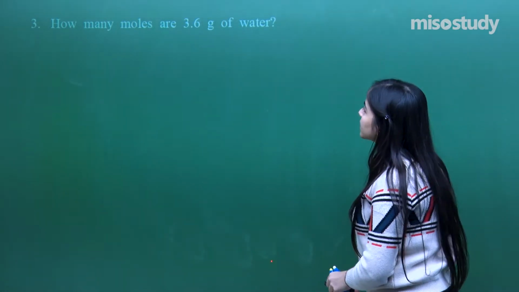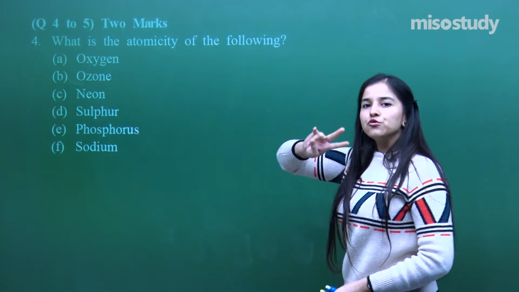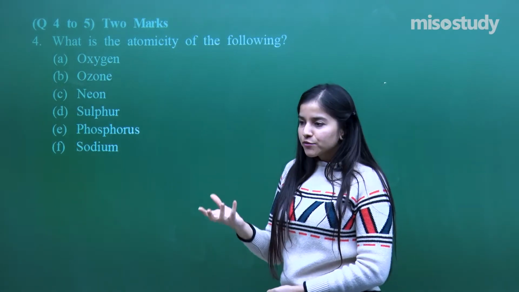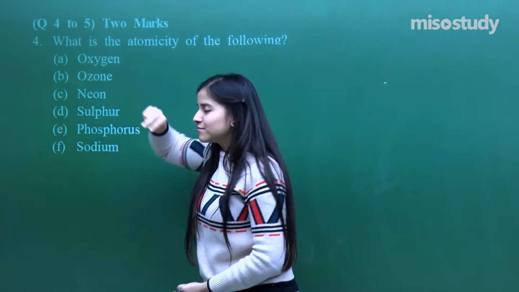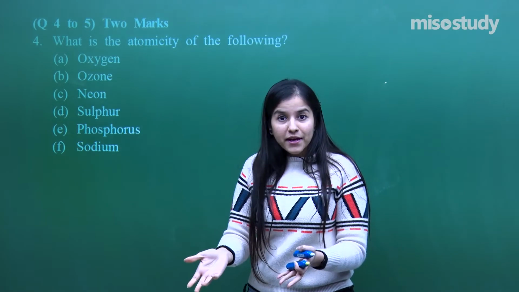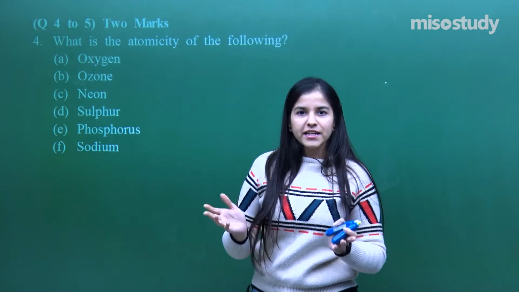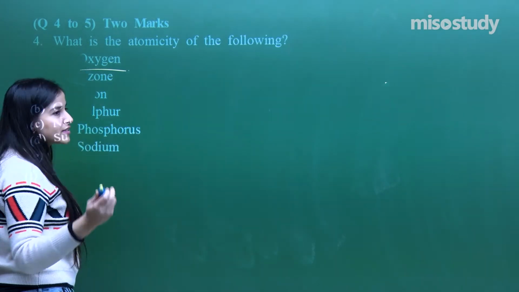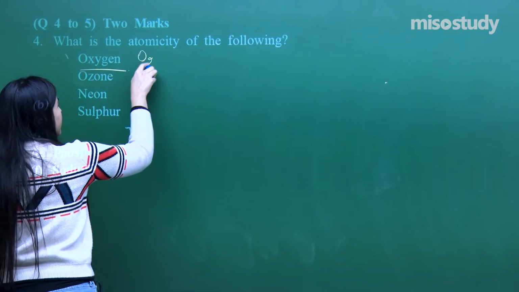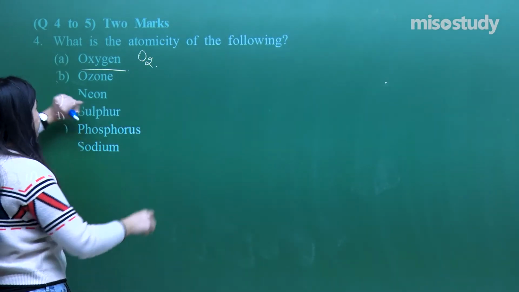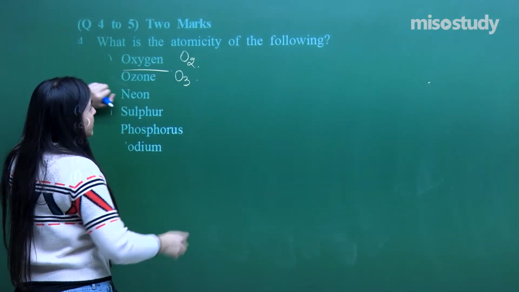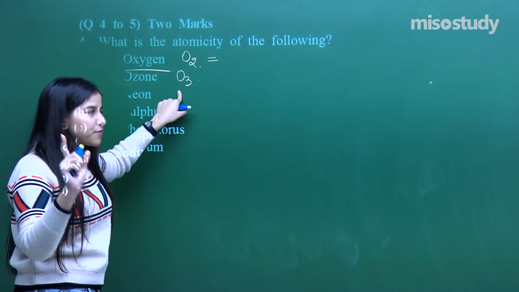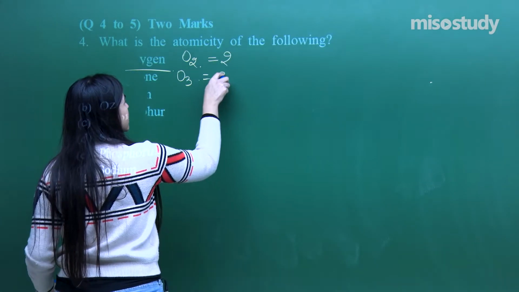Now, question number 4. Questions 4 to 5 carry 2 marks. What is the atomicity of the following? First of all, what is atomicity? Atomicity corresponds to whenever an atom combines with the same atom and exists as a stable compound in nature, right? That means how many atoms of oxygen are there in the oxygen gas? It exists as O2, very stable. Ozone exists as O3. So here they are asking about atomicity, not the compound formula. So just remember atomicity will be 2, atomicity will be 3.